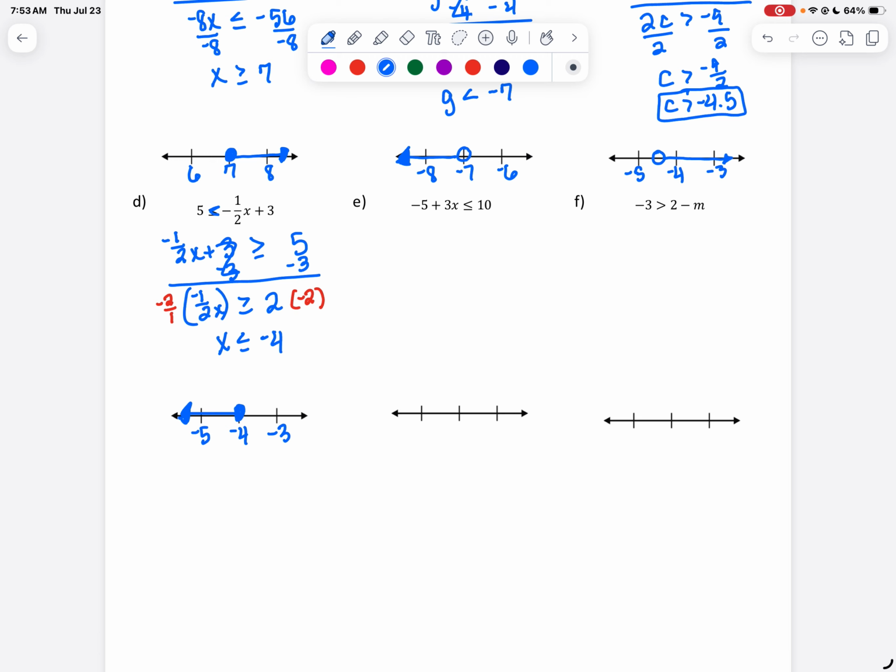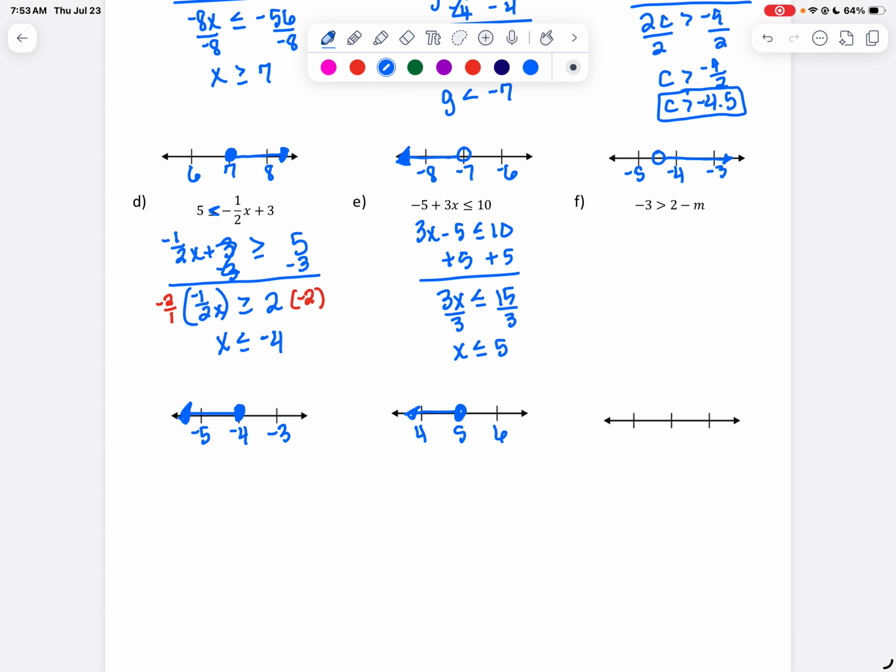All right, welcome back. I rewrote this problem so that the variable came first, and then I solved it. So I have 3x minus 5 is less than or equal to 10. I added 5 to give me 3x is less than or equal to 15. And then I divided both sides by positive 3, so I did not reverse the symbol. When I graphed it, I put a 5 in the middle, 4, 5, 6, and I put a filled in circle at 5, and for less than, I shaded to the left.